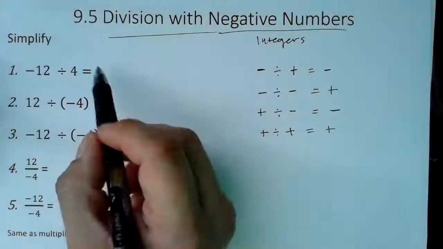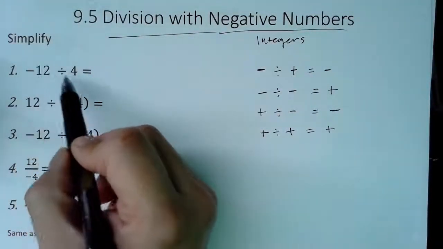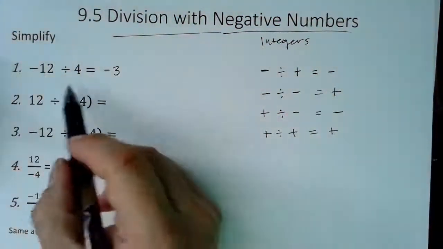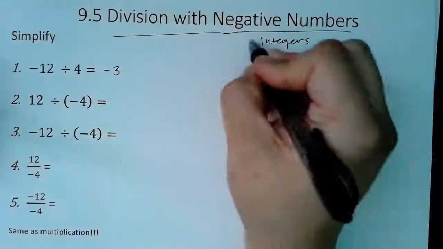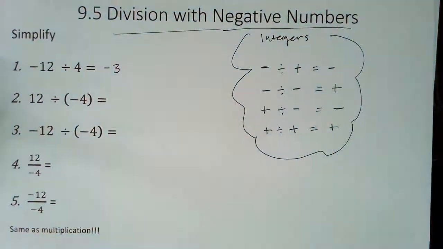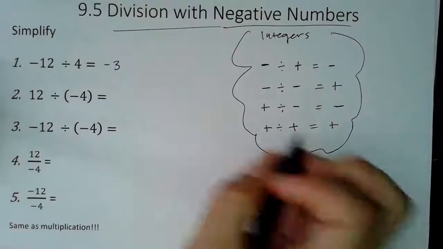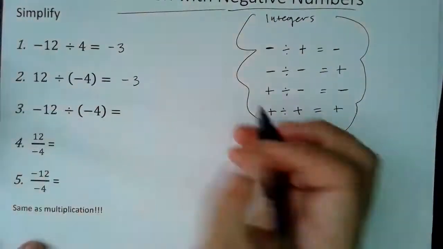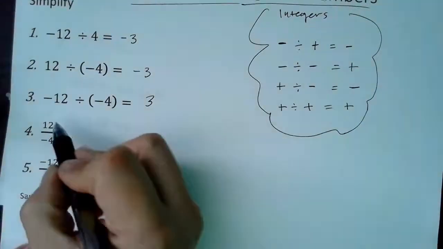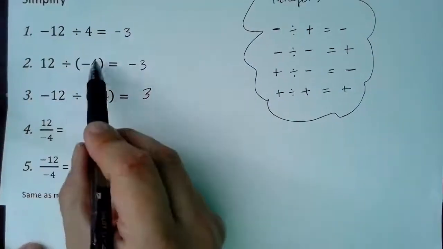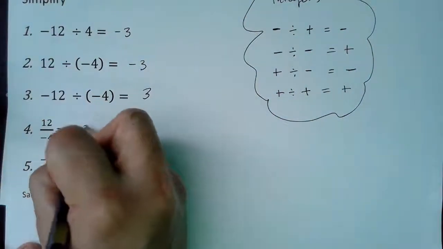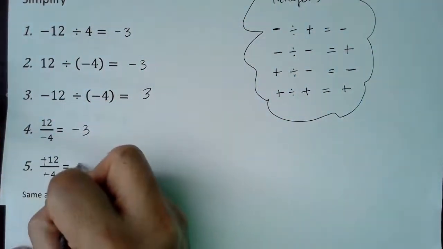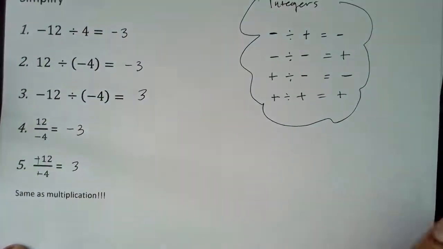So they're related. Okay, so negative 12 divided by 4, that's going to just be negative 3, right? We can ignore the symbols and then use the rules to figure out which one's what, okay? So here, 12 divided by negative 4 is the same thing, negative 3. Negative 12 divided by negative 4, that's positive 3. This is written in a different way: this is the same as saying number 2, negative 3. And then again, this is the same as number 3, which is a positive 3. Okay, so same as multiplication.